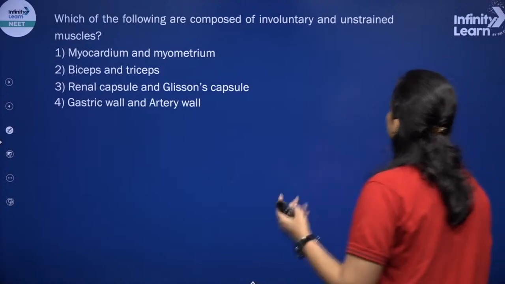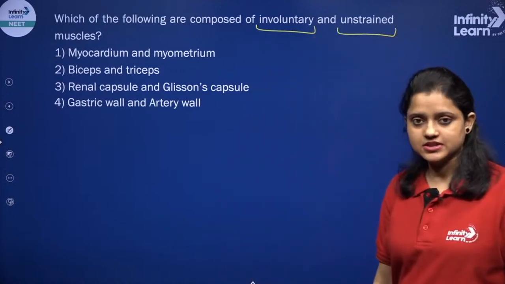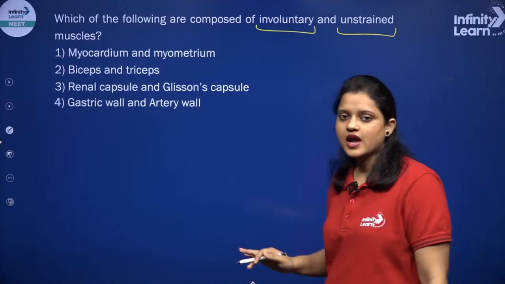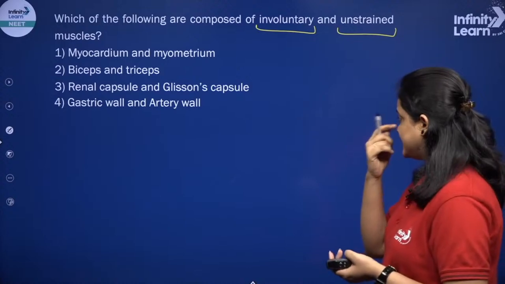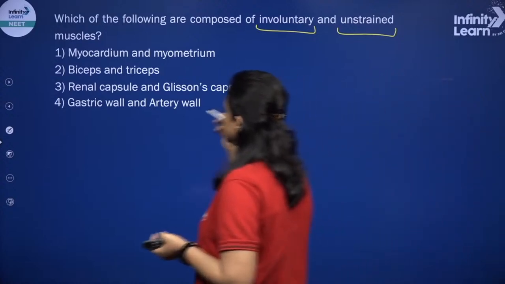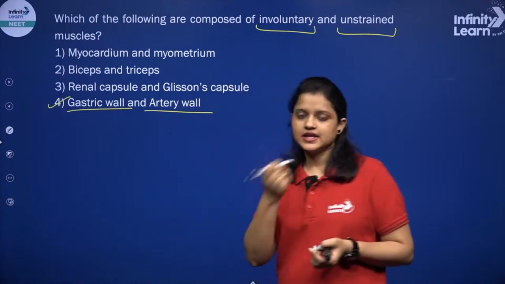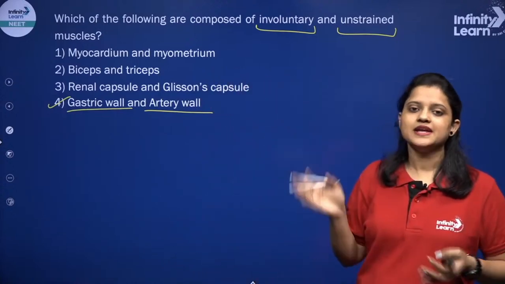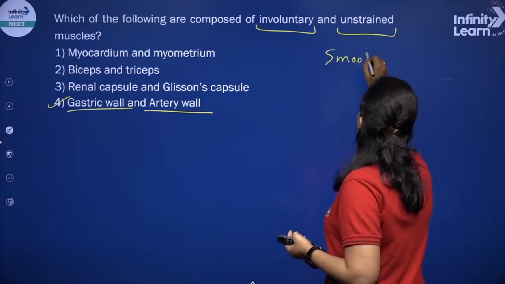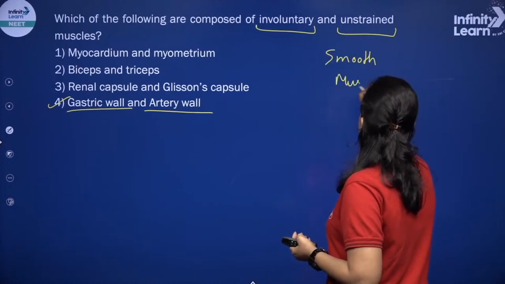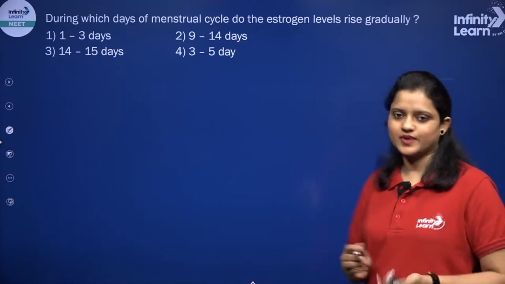Following are composed of involuntary and unstriated muscles. Involuntary, not under our control. Unstriated, no dark and light band. So it will be in the gastric wall and the artery wall. Okay, the internal organs are lined by smooth muscles. So they are talking about smooth muscles, right? Now let's move on to our next question.